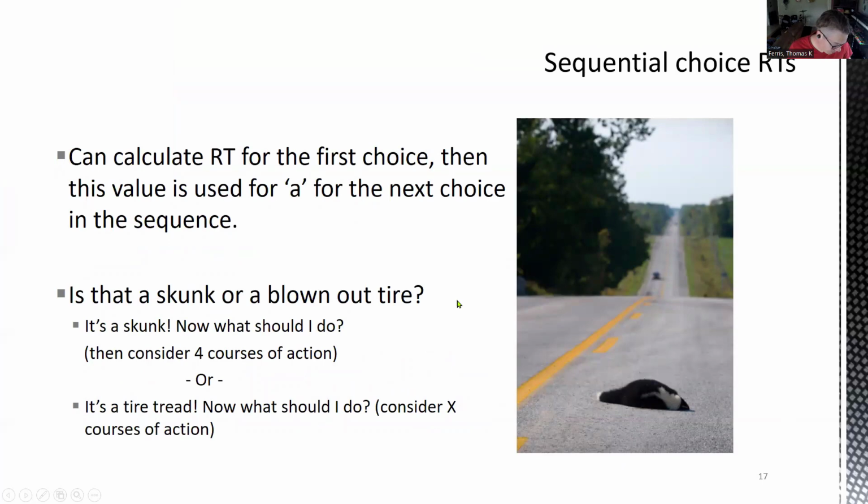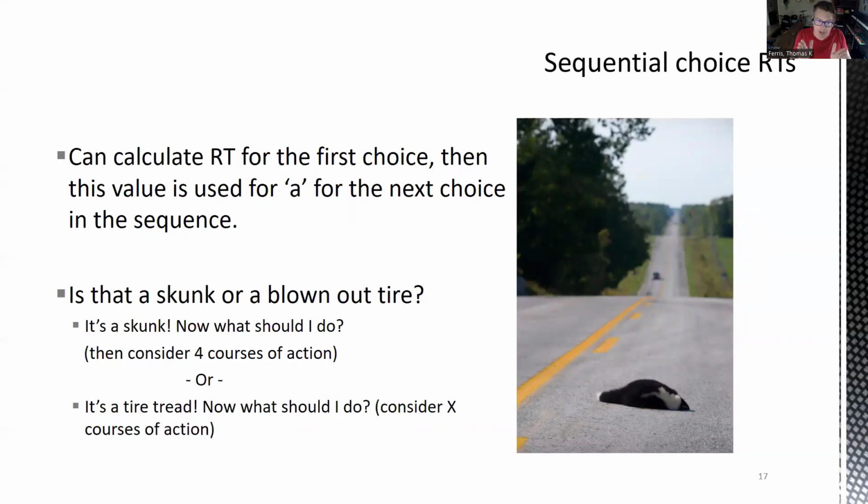Okay, now, often when we start to react to something, it's not a one and done sort of cognitive event, where I gain everything that I need to know, make the decision, and act on it. Humans do a more continuous process where they will begin a response and they may adapt on that. So what I'll call sequential choice reaction time. So let's say the first thing I need to do is make a decision about what is that thing in the road? Is it a skunk or a blown out tire? I can calculate how long it will take to make that decision and begin to react to it.